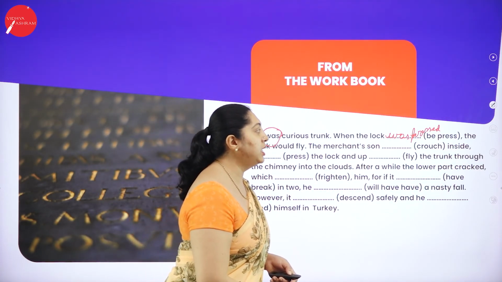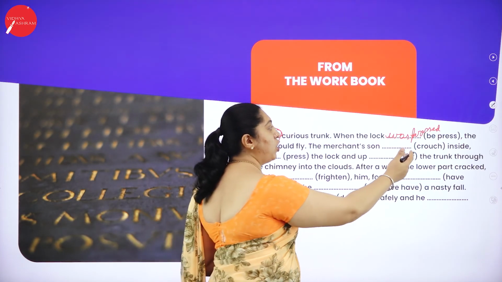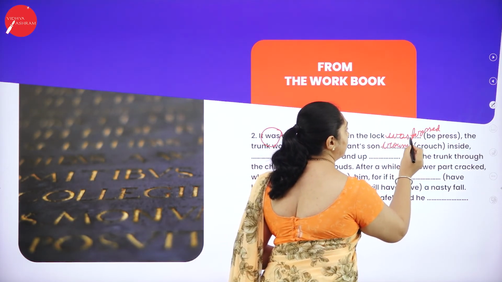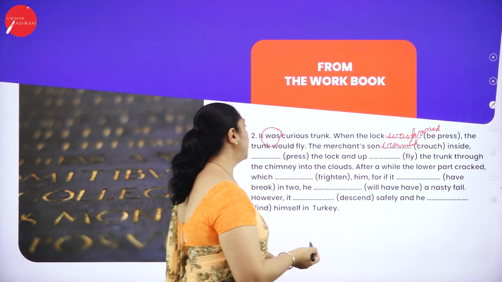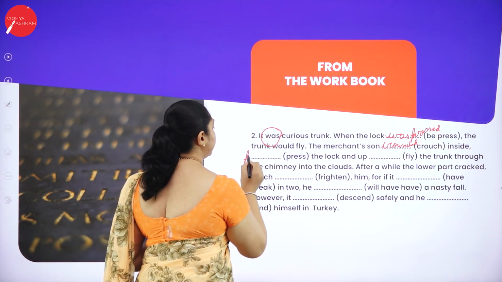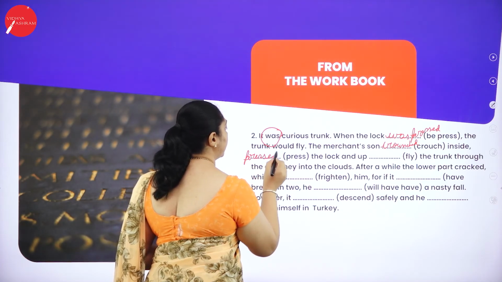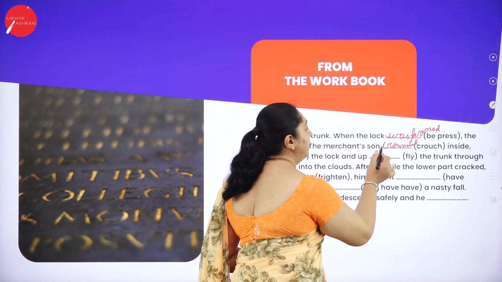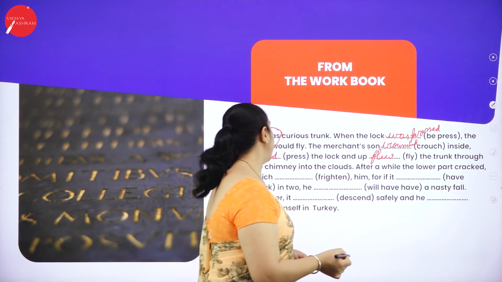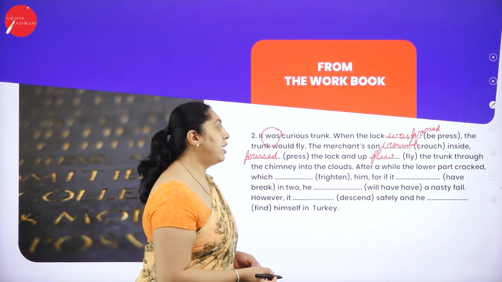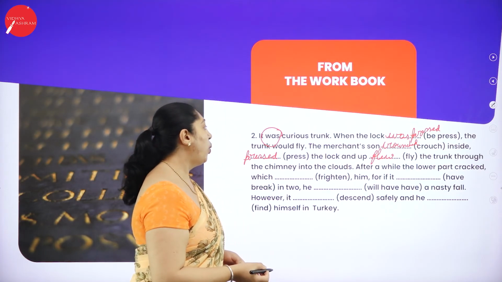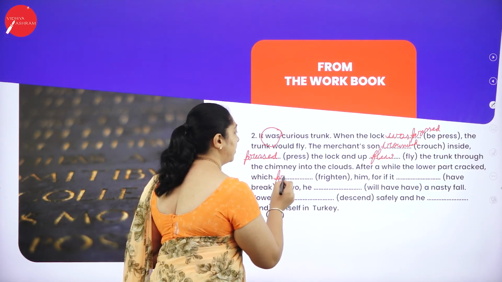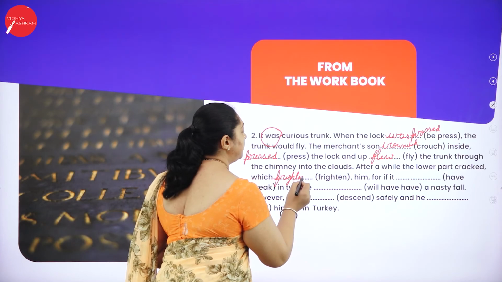The merchant's son crouched. So here there are no be forms, so you'll write crouched. Crouched inside, pressed the lock. Pressed the lock and up, fly. Fly will become flew. They trunk through the chimney into the clouds. After a while, the lower part cracked, which frightened. Frightened becomes frightened.